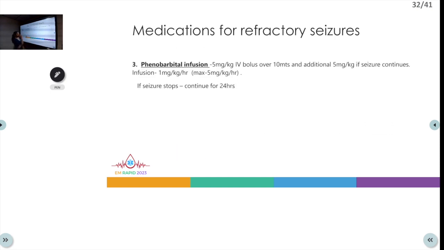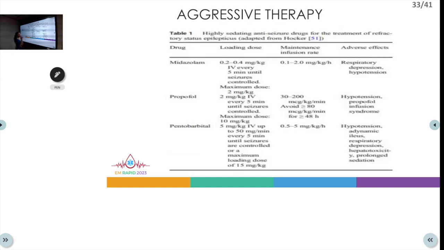Phenobarbital infusion: the dose is 5 mg per kg IV bolus over 10 minutes and an additional 5 mg per kg if seizure continues, and infusion is 1 mg per kg per hour, and if seizure stops, continue for 24 hours. So in case of refractory status epilepticus, we need to start infusion. Since we are starting an infusion, the airway might be compromised, so we need to sedate and paralyze the patient, and we need to intubate the patient.